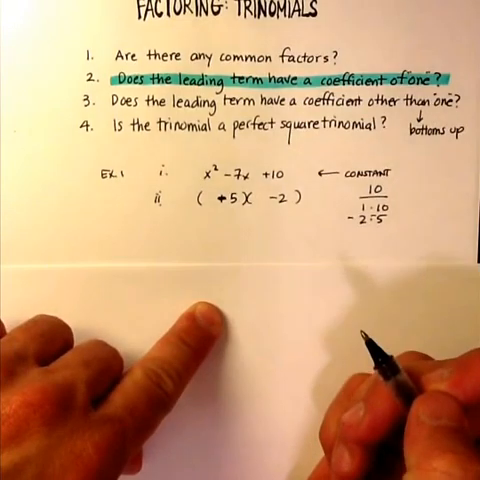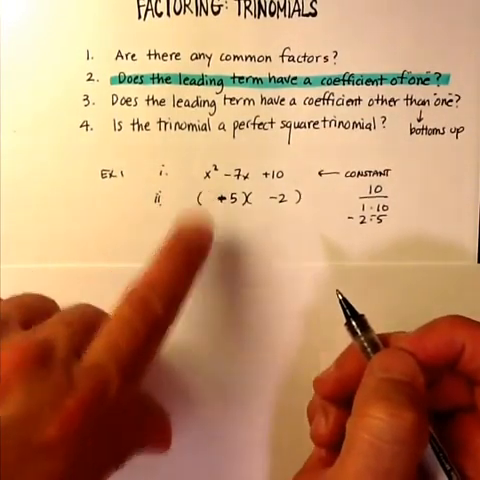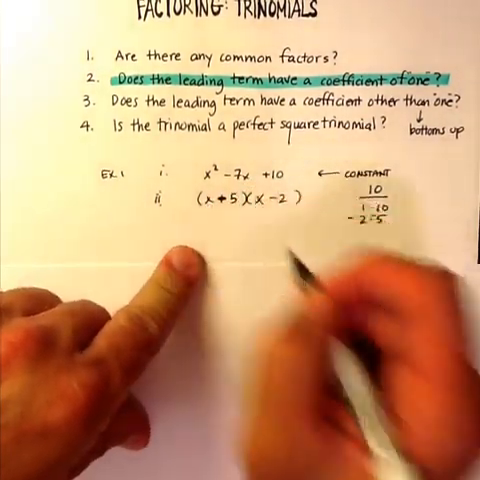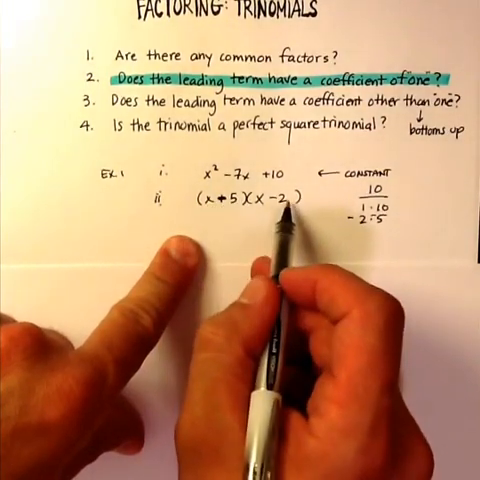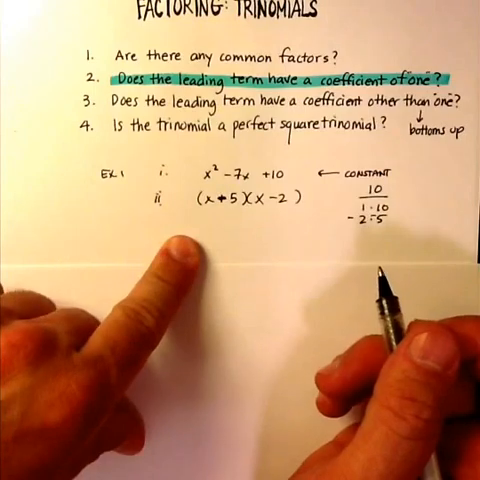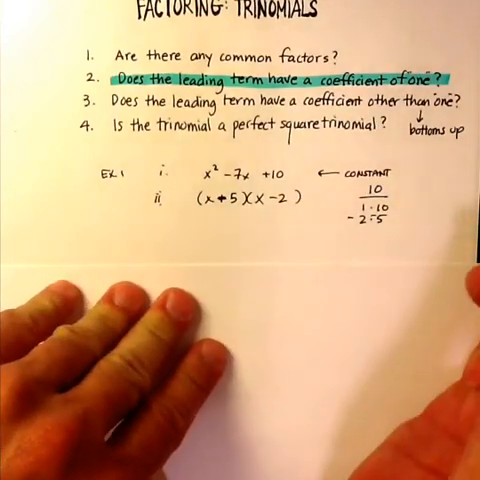There we go. And then you just take the square root of the leading term, so x and x. So you get for an answer (x - 5)(x - 2). Okay? Now, how do you check it to make sure you got the right answer?